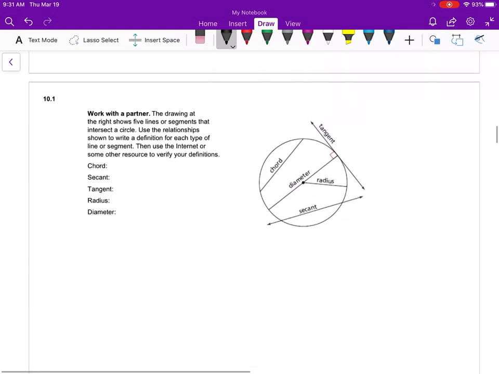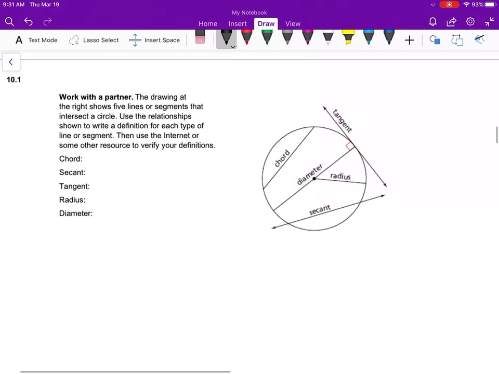So first thing, just look at this picture right here. We have different types of line segments and different types of lines that intersect a circle. So it says work with a partner here, but just look at these chords and later on you'll actually see the definitions. But notice that a chord is a segment inside the circle, and it intersects the circle at two places. Okay, that's a chord. Then a secant is like a chord, but the secant line actually goes through the circle and continues on forever. Okay, so that's what a secant line is.